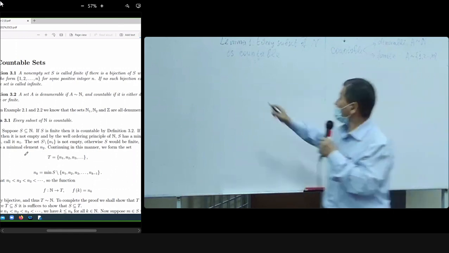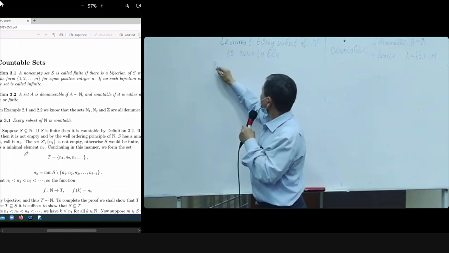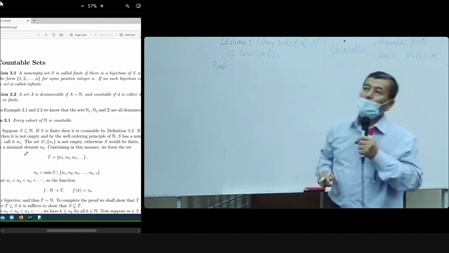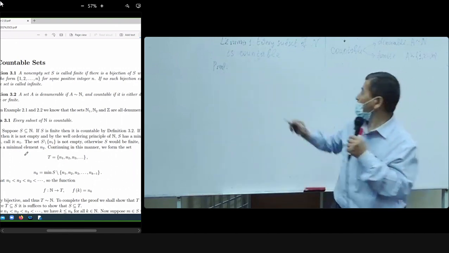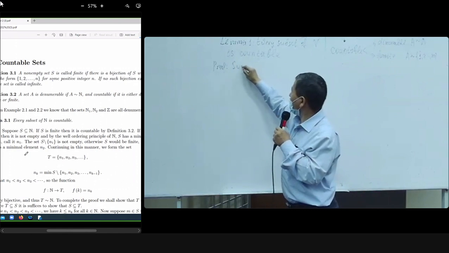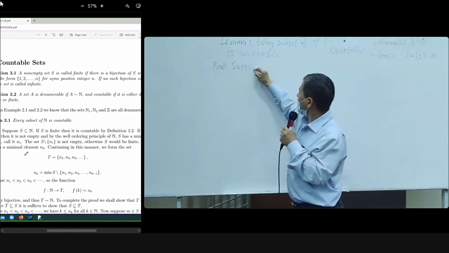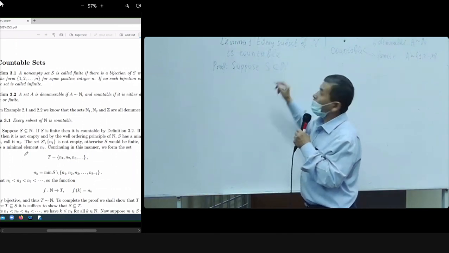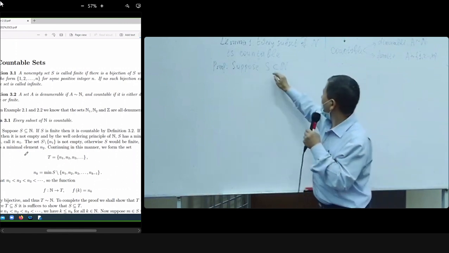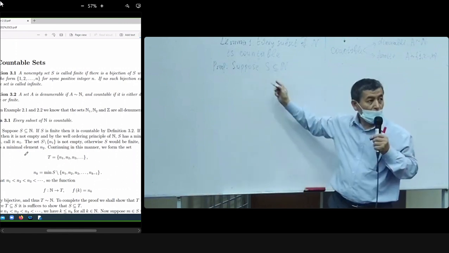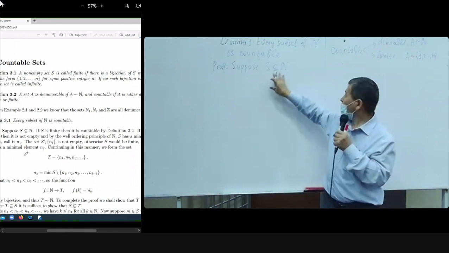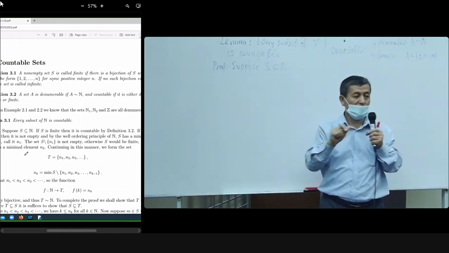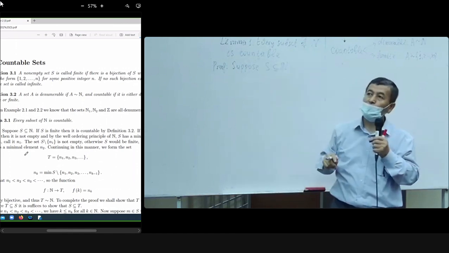How to prove? Proof. Suppose S is a subset of N. This is correct. Proper subset or subset: if I put this one, we call it subset. If I remove this one, it is called proper subset. There is a difference between them. So it is a subset of N.